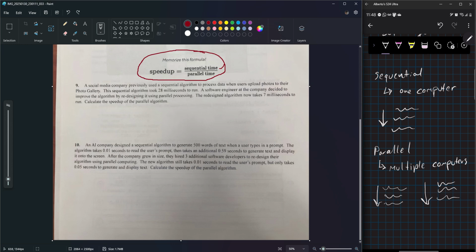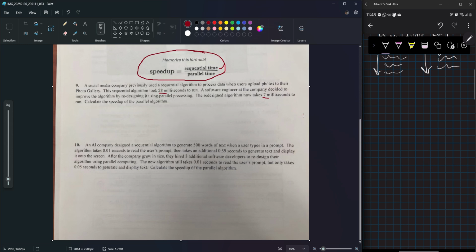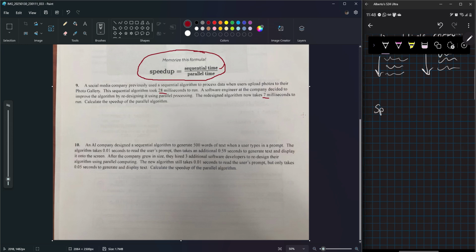As it says, a social media company previously used a sequential algorithm to process data when users upload photos to their photo gallery. The sequential algorithm took 28 milliseconds. A software engineering company decided to improve the algorithm by redesigning it using parallel. The redesigned algorithm now takes 7. So calculate the speed up. Again, speed up is sequential divided by parallel. We know that the sequential was 28 and the parallel was 7. 28 over 7 is 4. So that's your speed up time.